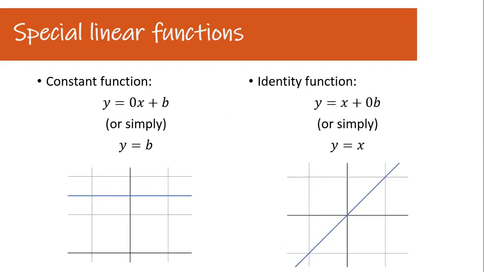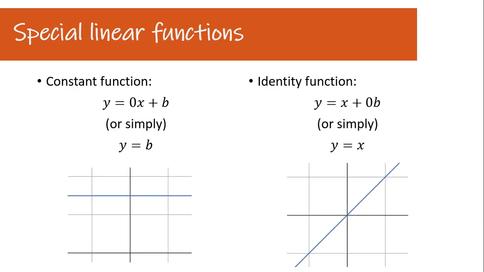Now, as I mentioned, there are a couple special linear functions. I just want to talk about them and make you aware of them. The constant function is just that horizontal line that we talked about at the start of class. Remember, it's y equals 0x plus b because a horizontal line has 0 slope. And so simply, it comes out to be y equals b. So no matter what x is, y is that same value of b. It is a horizontal line.